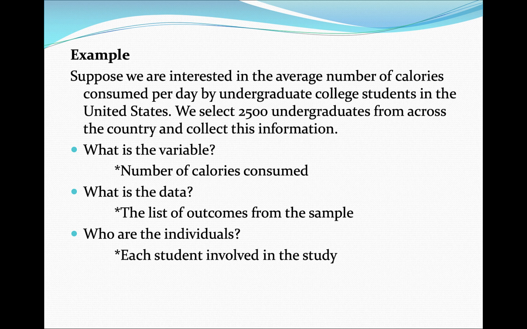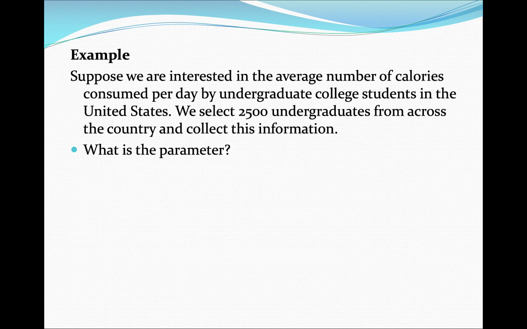So those are the common terms that we use. We call the people in the study the individuals. The list of outcomes, that is, of course, our data, which I'm sure most of you probably already know. A parameter. So whenever we do inferential statistics, it's very important that you understand the idea of a parameter and a statistic. These two terms go together. A parameter is essentially a numerical characteristic of a population, and a statistic is a numerical characteristic of a sample.